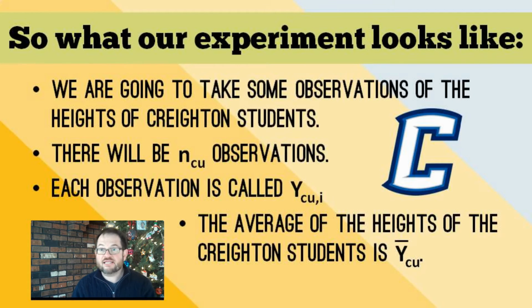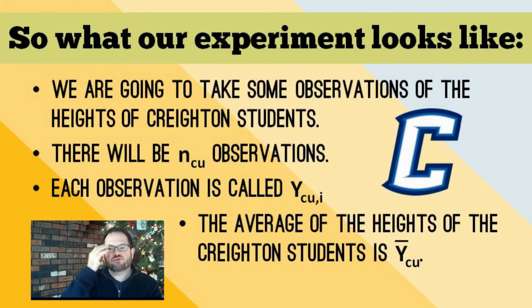What we're going to do is take some observations of the heights of Creighton students. So we will have some number of observations. I'm going to call that number N CU. That'll be our number of Creighton students that we observed. And every observation will be Y, the height. I'm going to use Y CU, comma I, to mean it's a Creighton student. So there'll be the first observation, the second observation, all the way up to the N CU observation of students at Creighton.